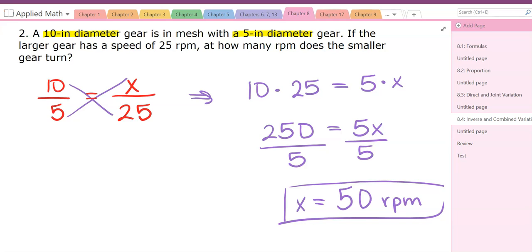Okay, so the setup for inverse is a little bit different than for direct, so you'll just have to get used to that, and just know that you're putting the pieces of information that go together across from each other in your fractions.